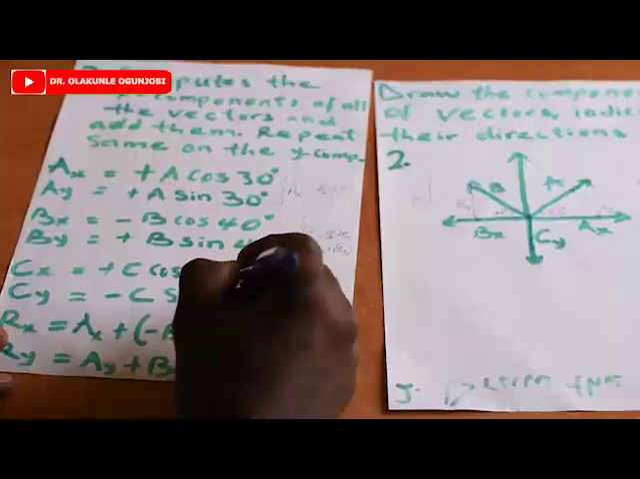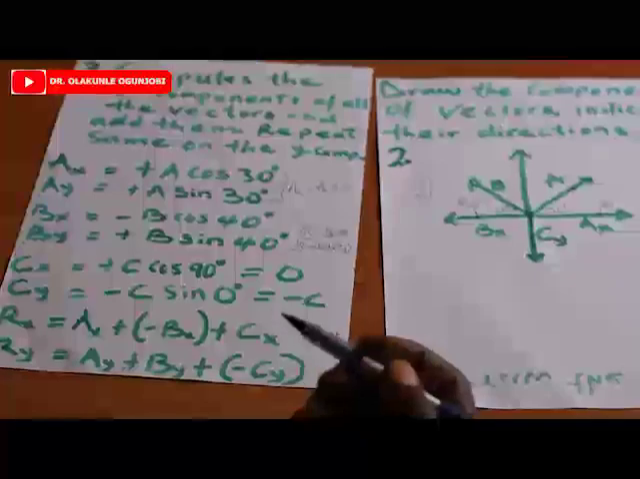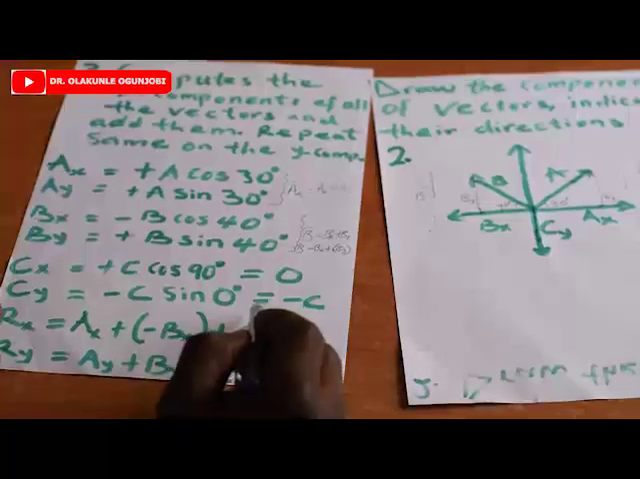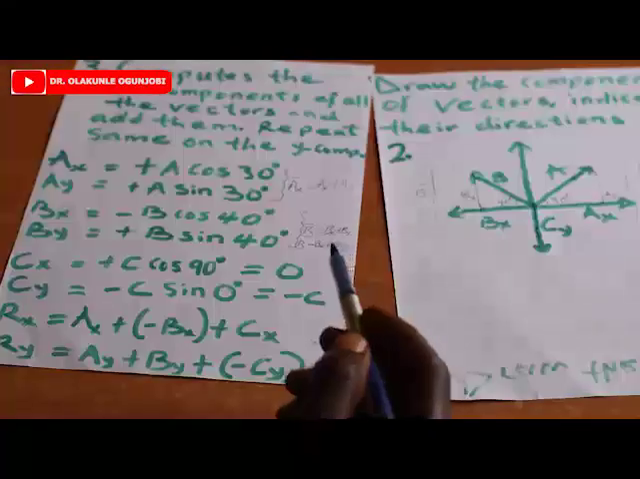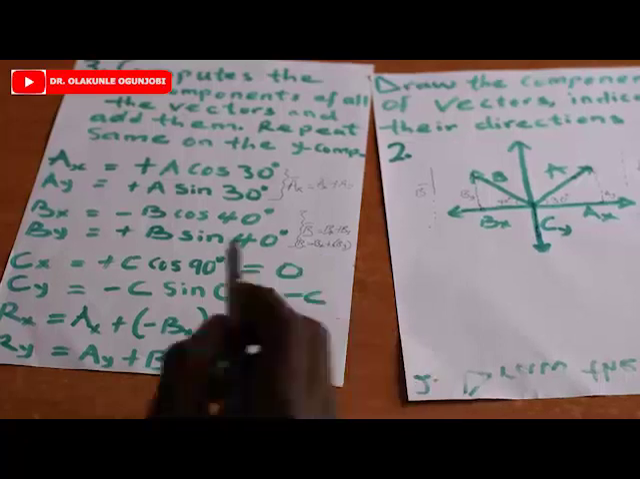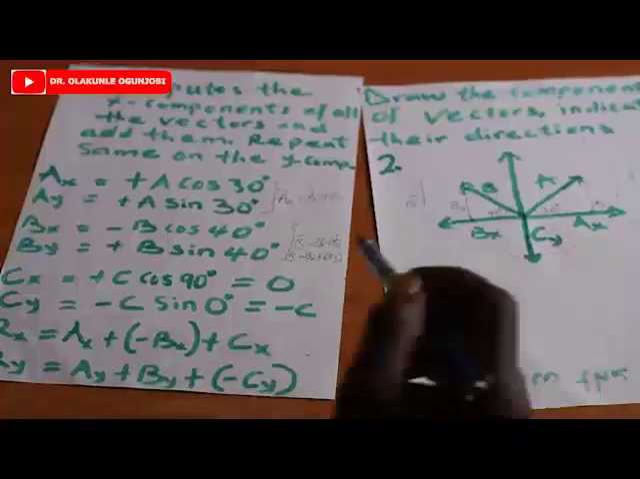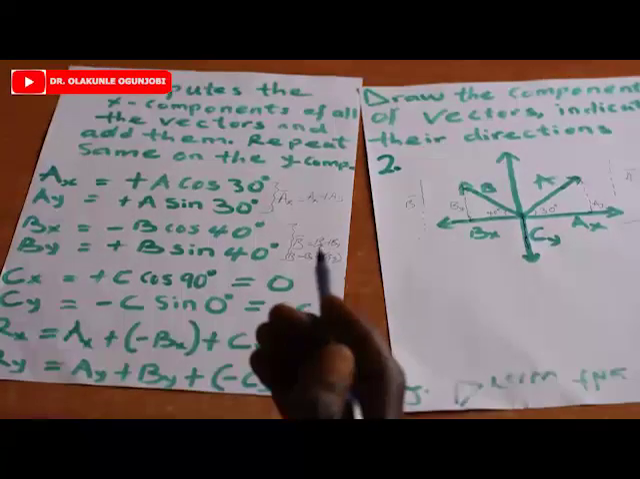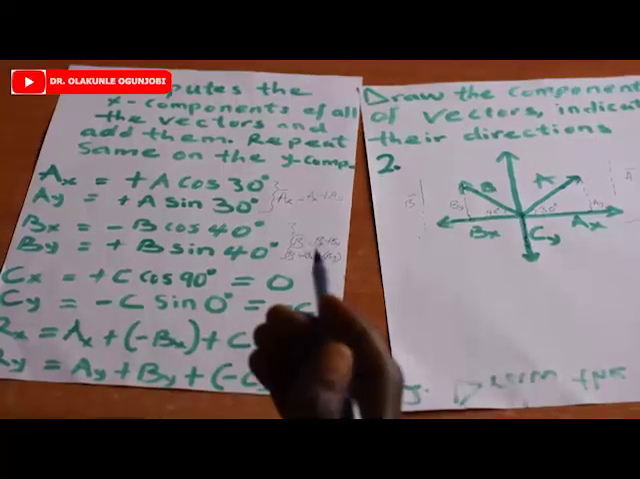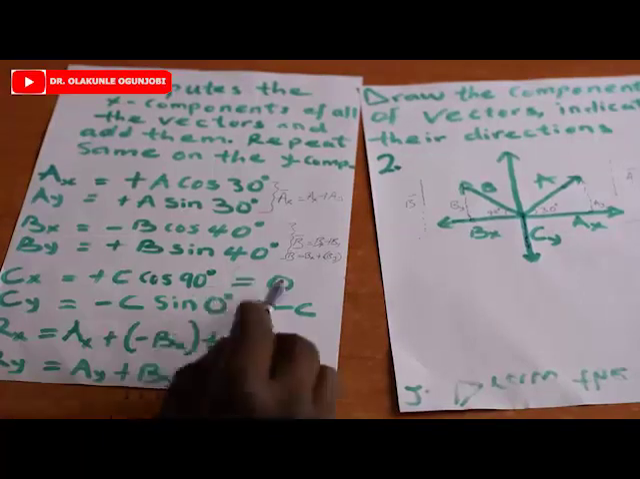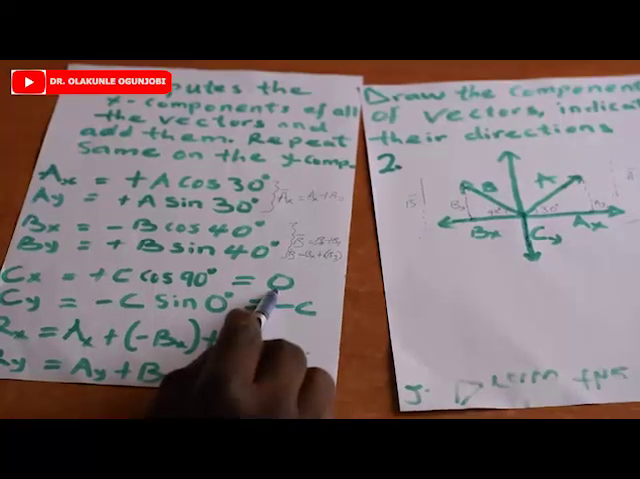sin theta, but in this case theta is 0. So that will be sin 0 degrees, which gives you minus c. For the cx you have plus c cos 90 degrees, because that will be at 90. Don't forget. And what is that? That'll be 0. Cos 90 degrees gives you 0. 0 multiplied by c gives you 0. That's how you arrive at this.